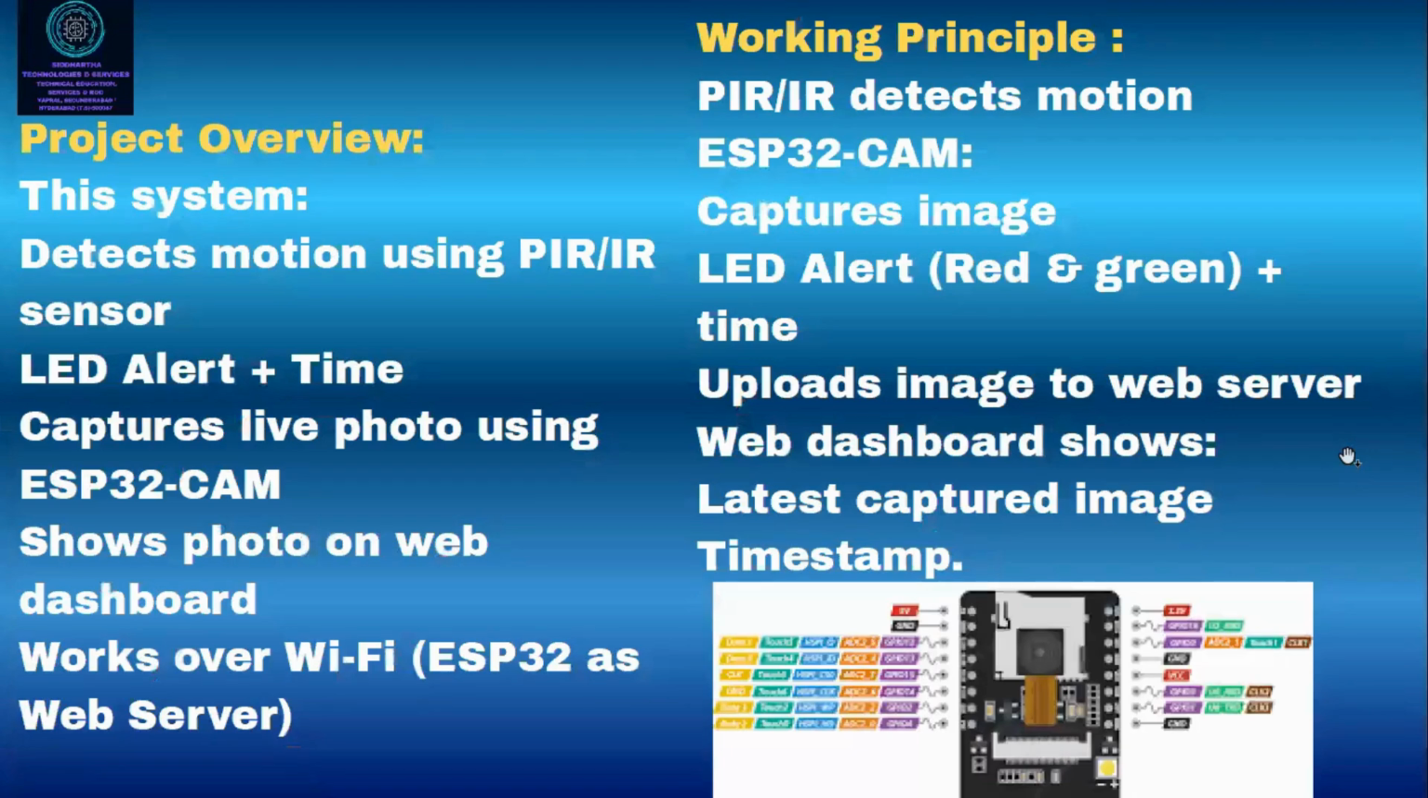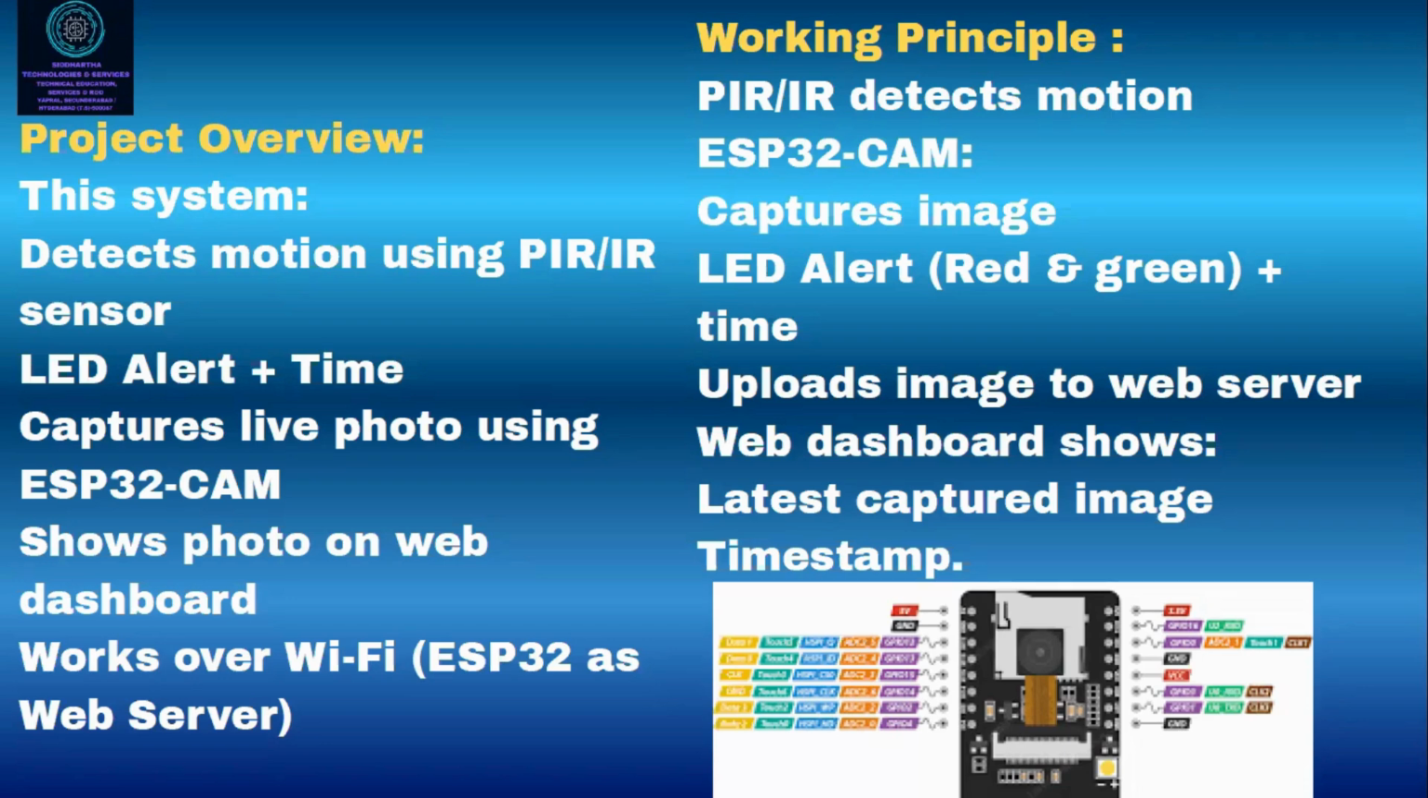First of all, let's see the overview. This system detects motion using a PIR or IR or any other sensor you can use. LED alert will be there. There are two LEDs given here, red and green, plus timing. That is, what is the time we have, because we have taken a time library that I will explain. It captures the live photo using ESP32-CAM and displays it on the web dashboard. It works over Wi-Fi, with the ESP32 as a web server. Okay, there is a web server also. That's why you can see it on the web dashboard.